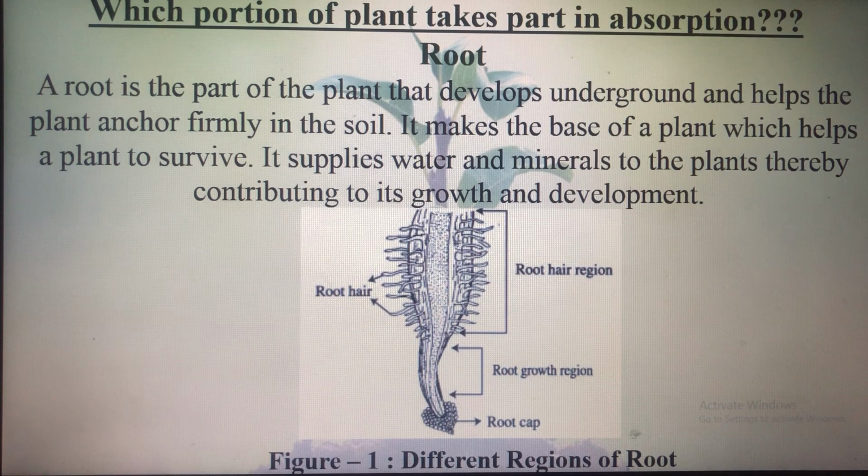Then above the root cap you can see there is a root growth region. This small region is known as the root growth region. It is made up of meristematic cells, which are cells capable of dividing themselves. As they divide, the root increases in length and size, right? Then above the root growth region you can see there is a root hair region. Here a number of root hairs are present. To be precise, the root hair is the part that is responsible for the absorption of water.